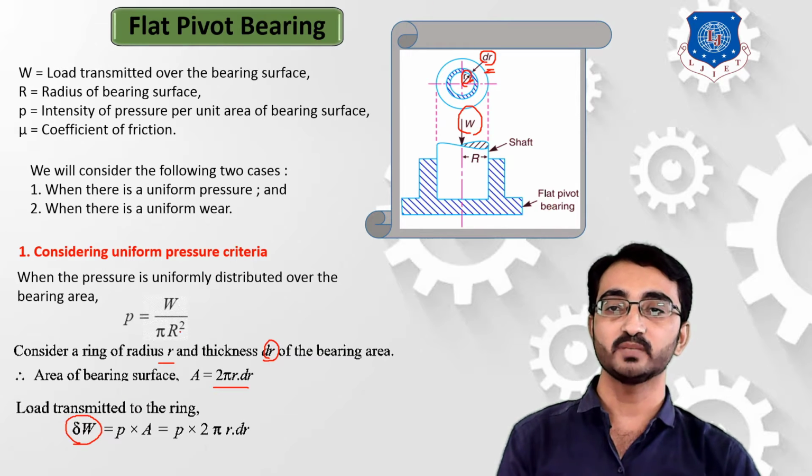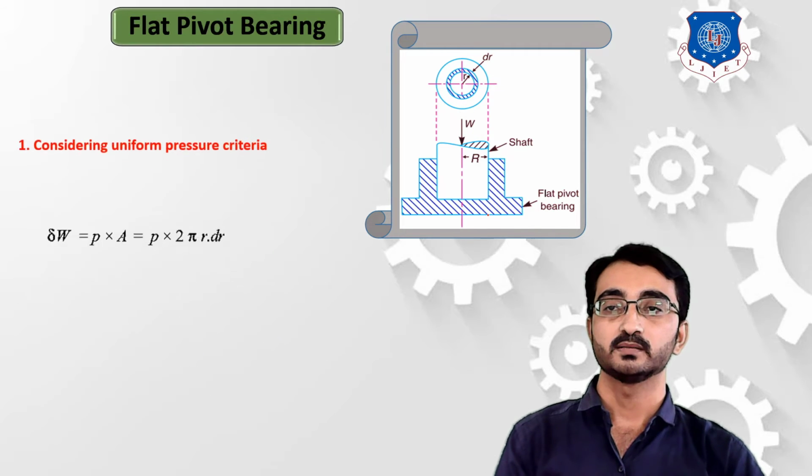From this equation we can derive that W is equal to pressure into area. So we can simply write that dW, or delta W, is equal to pressure intensity into the area of that surface. Here we can put the equation of area, that is 2 pi r dr. So we can derive dW equals P into 2 pi r dr. Now this is the equation for load which is transmitted from this ring to this bearing.